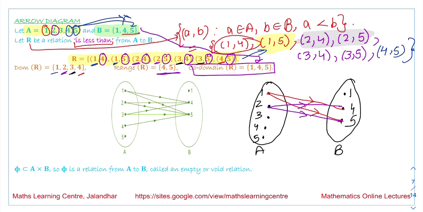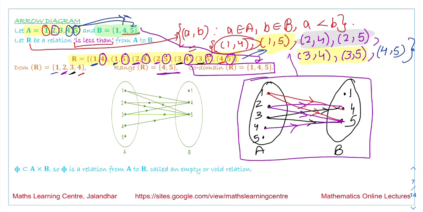Next we have 3 is related to 4 and 3 is related to 5. So we have this 3 is related to 4 and 3 is related to 5. And last we have that 4 is related to 5. So this is the representation of this relation using the arrow diagrams.